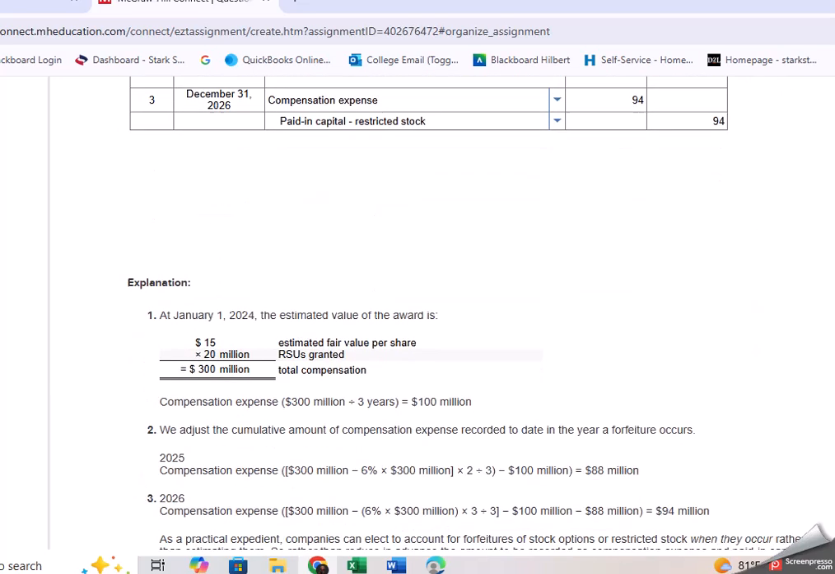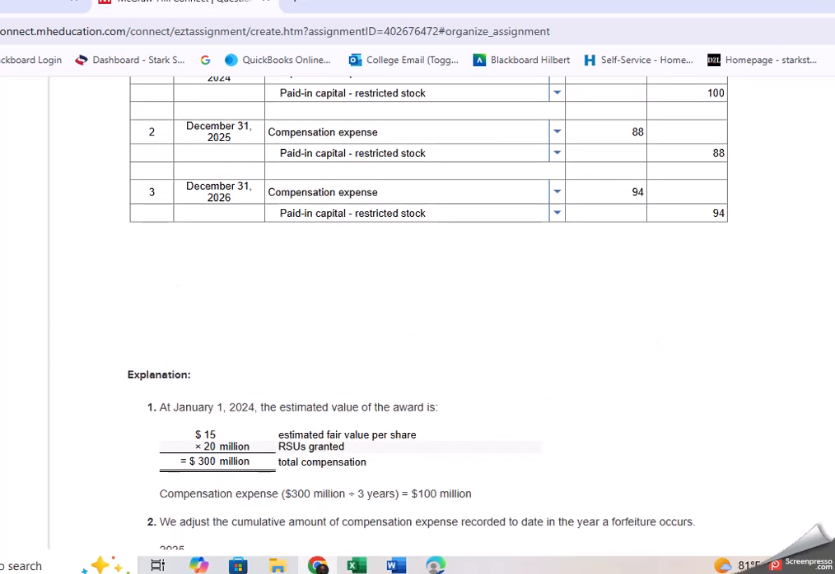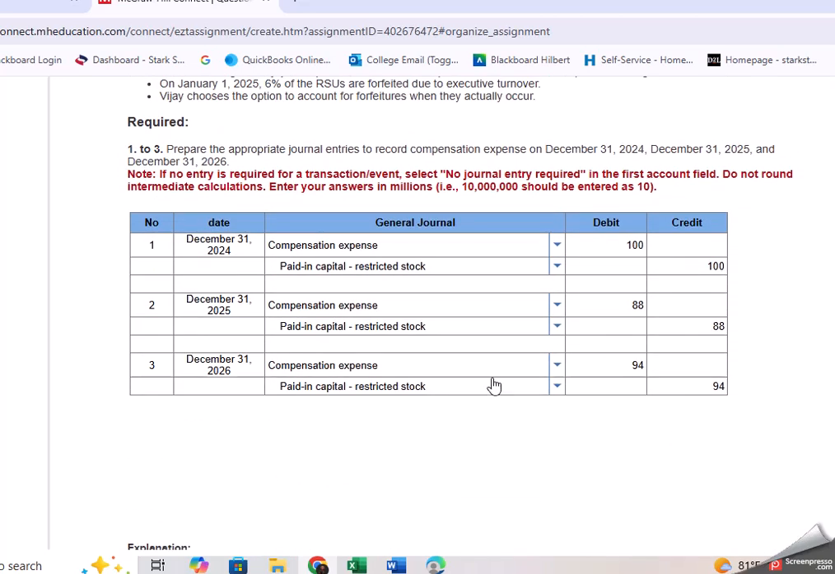So if we come down here, we calculate what it is. Our $15 times our 20 million shares is $300 million total compensation. Vesting over 3 years, so we divide it by 3, so that's $100 million. And again, they're going to record the forfeiture as it happens. So in that first year, nobody has resigned. So in year 1, we're going to debit compensation expense for the 100 million, and then we're going to credit paid in capital restricted stock for the 100 million.